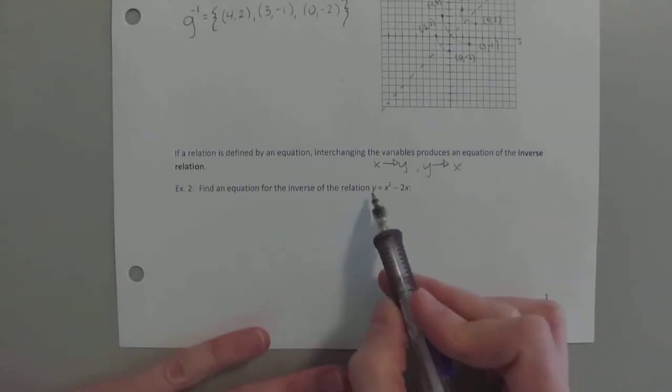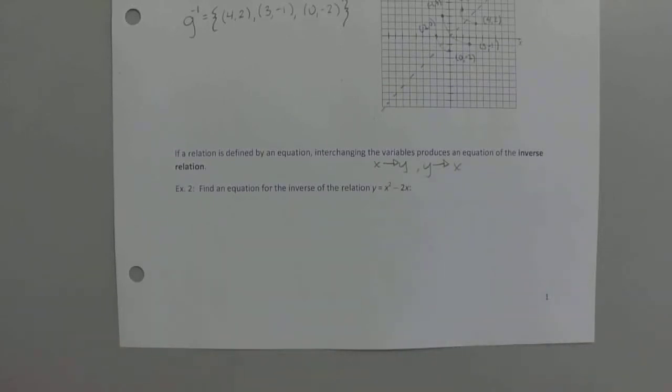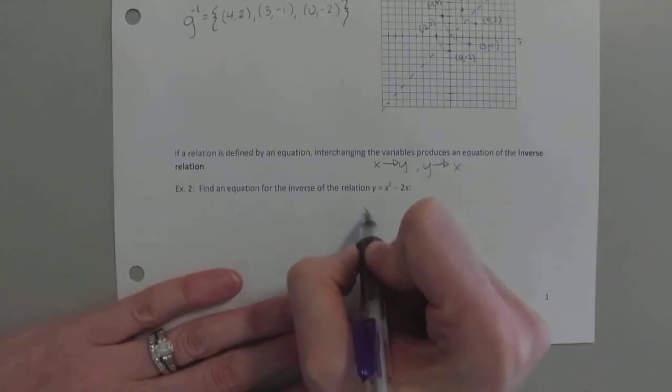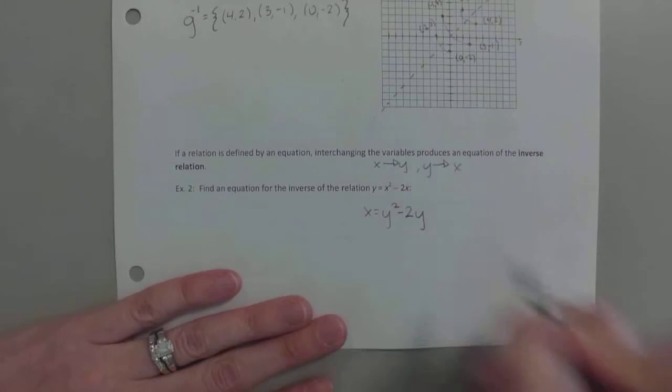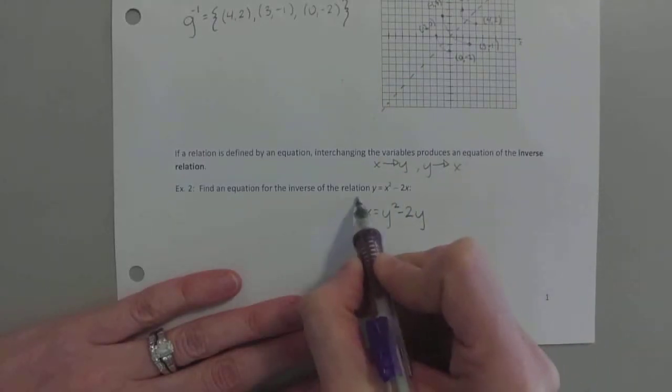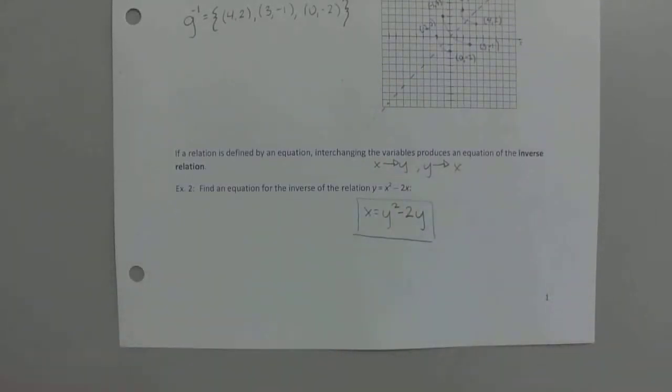It says find an equation for the inverse of this relation. So if this relation is y equals x squared minus 2x, all we're going to do is make the y an x and the x a y. So this is x equals y squared minus 2y. And you're done. There's the inverse.